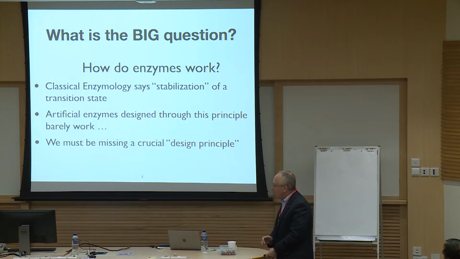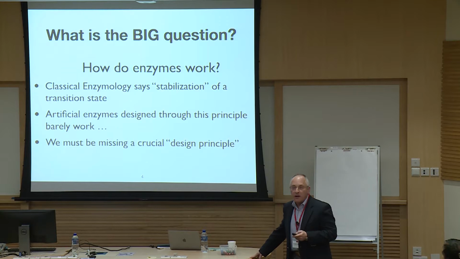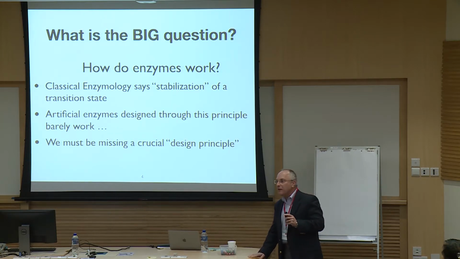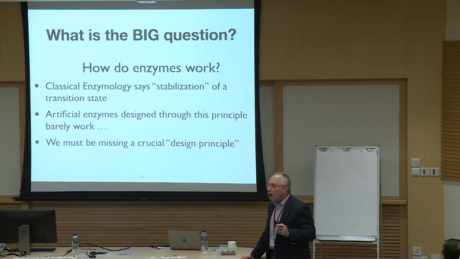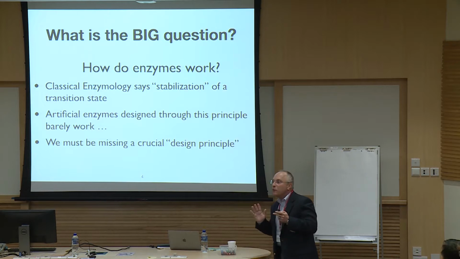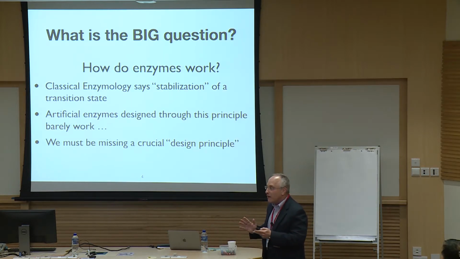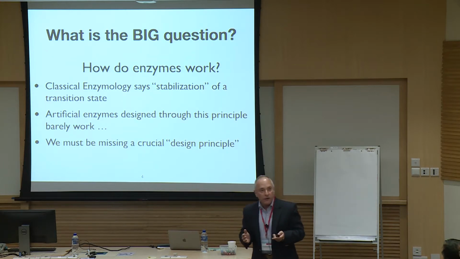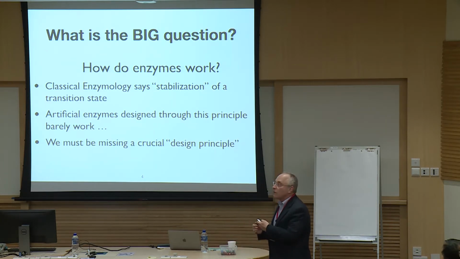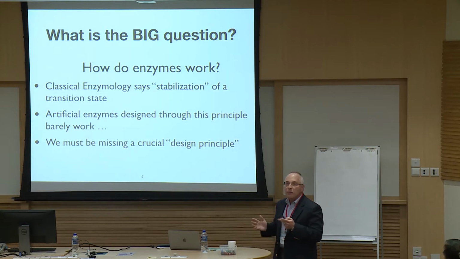One classical example that's given on how they work is so-called stabilization of the transition state. And I don't have time to get into talking about how that is such an absolutely absurd idea that it couldn't possibly be right. But there's actually experimental evidence that it's not right. And that is that experimentalists have tried to create artificial enzymes that are designed to do exactly this, stabilize transition states, and they barely work.